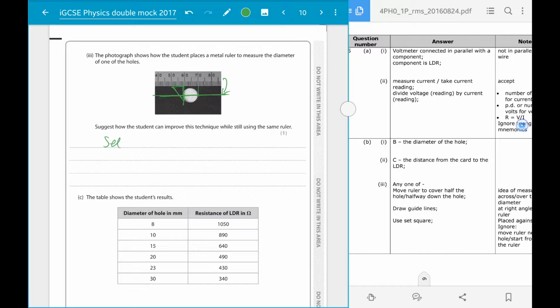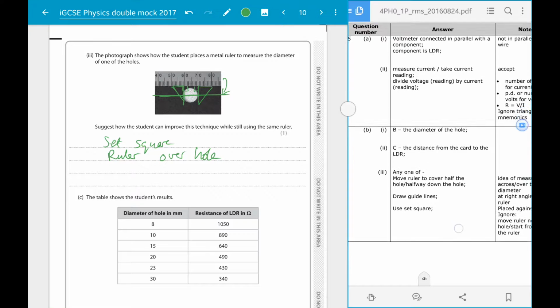That might work, so that you're definitely lining up and you definitely know that those angles are right angles. Or you could say move the ruler over the hole. Okay, move the ruler over the hole. It says here draw guidelines. Yeah, those are all okay for 1 mark.